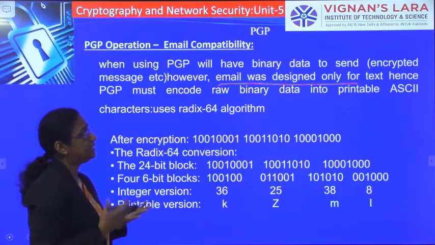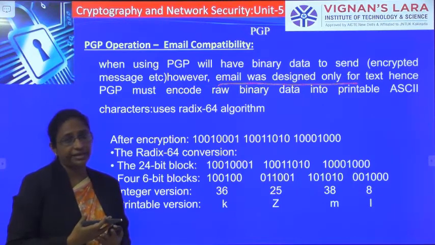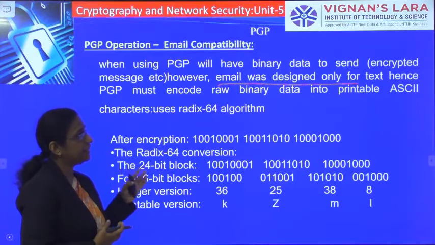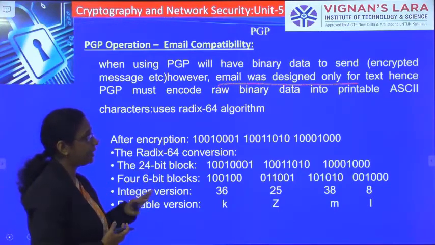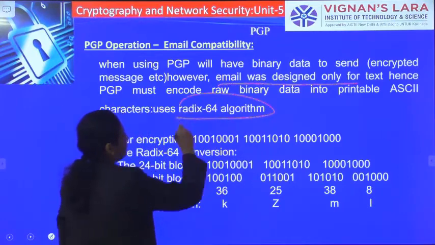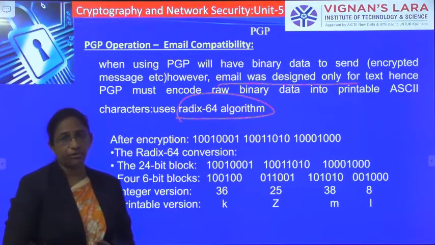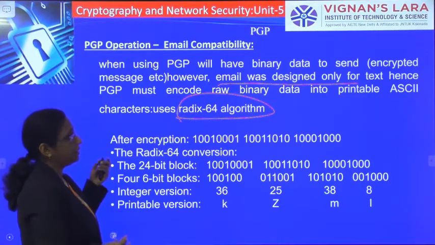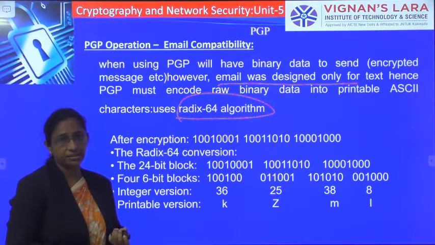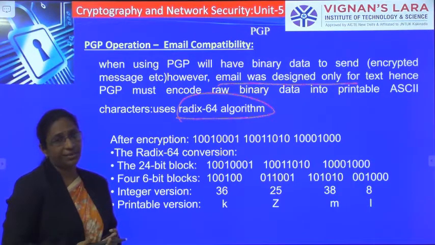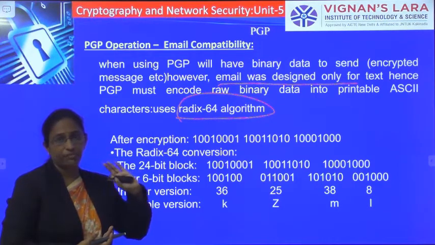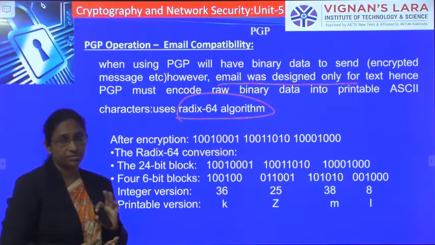So there is a need to convert that binary data into printable characters. To do this, PGP uses the Radix-64 conversion algorithm, which converts the binary data into printable characters. The reason for email compatibility is that email does not support transmission of binary data, since it only supports text.